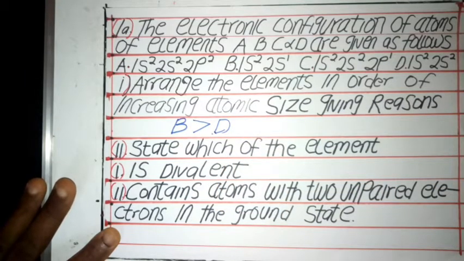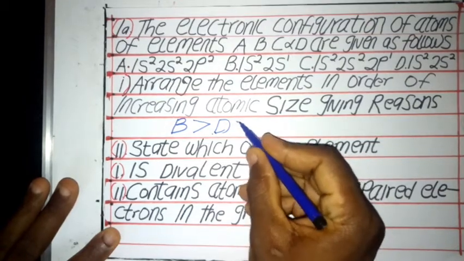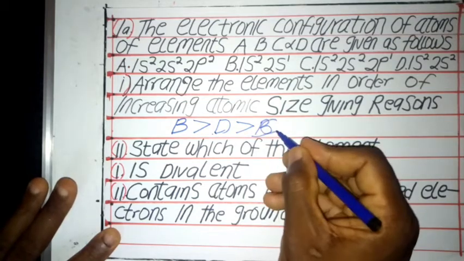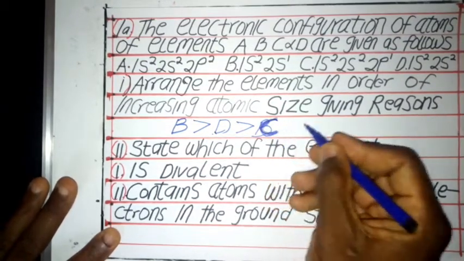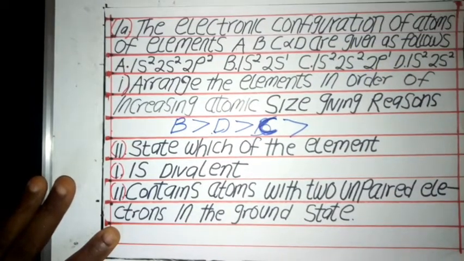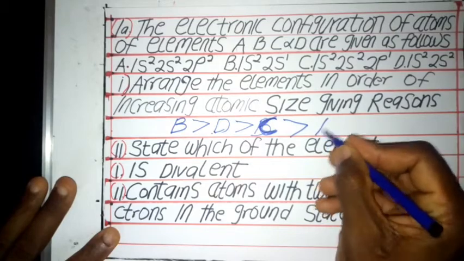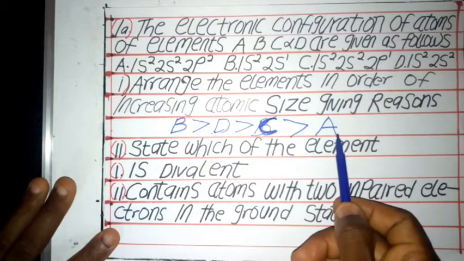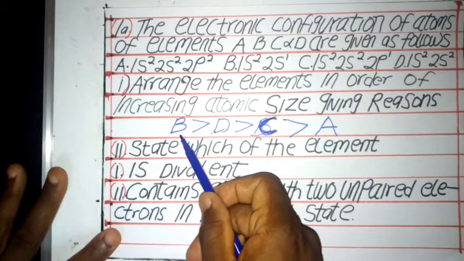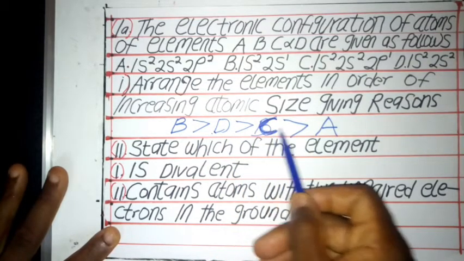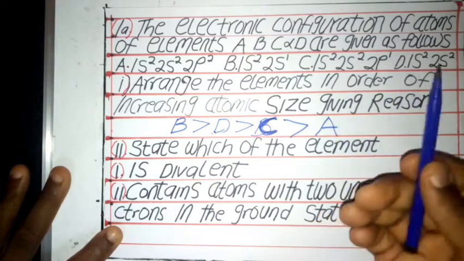Then after that we have boron. Boron is C. Then the last one would be A. A is carbon. So it's B, D, C, A. Remember, B was lithium, D is beryllium, C is boron, and A is carbon. They are in the same period.